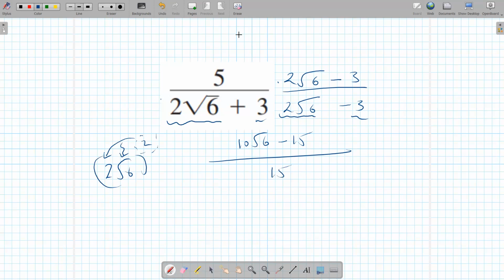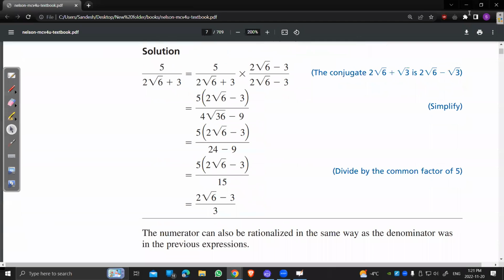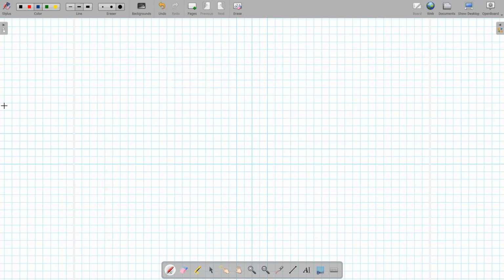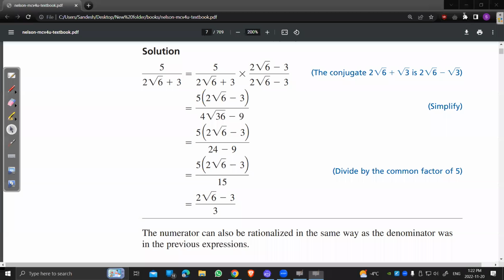And we're done. So yeah, when there's multiple terms, you have to kind of look at it in terms of a minus b, a plus b. Otherwise, the root is not going to go away. What you can do, one extra step here, is on the top, you can pull out a 5. You'll be left with 2 root 6 minus 3. And there's a 15 on the bottom. And 5 goes into 15 3 times, and that's the answer that they have. So they just kind of reduced it a bit.